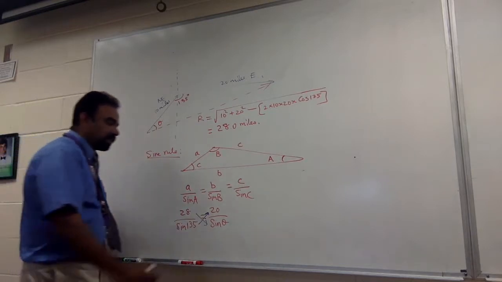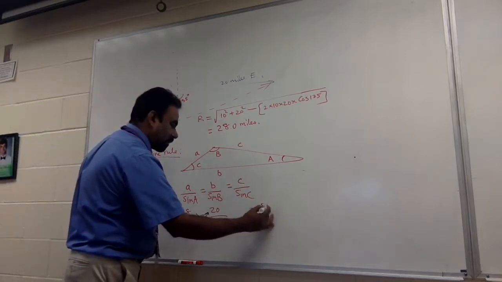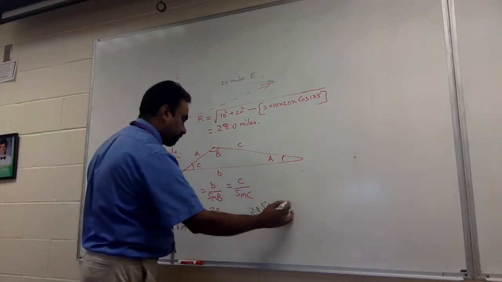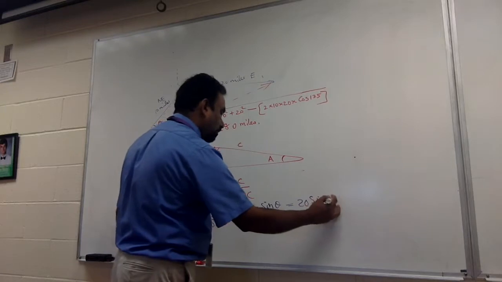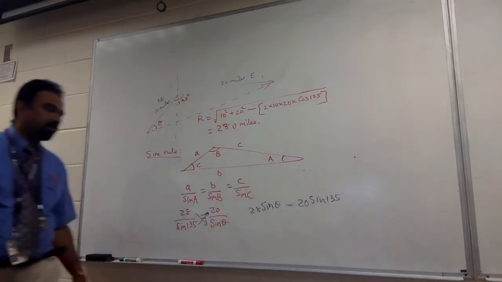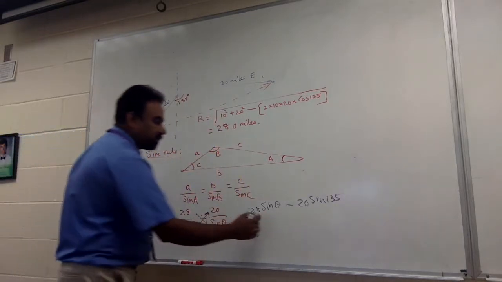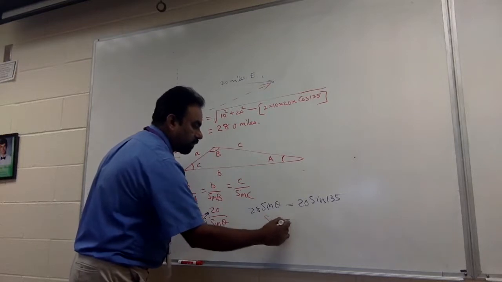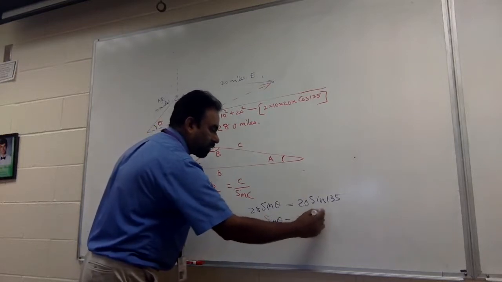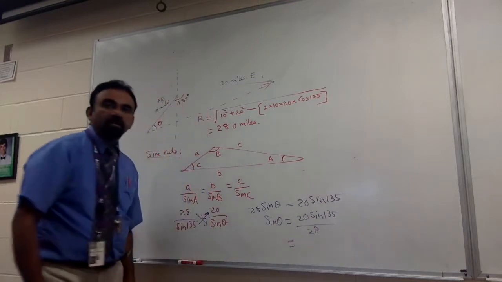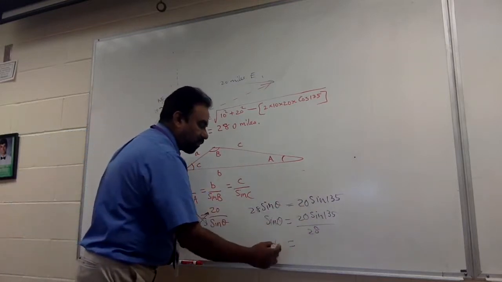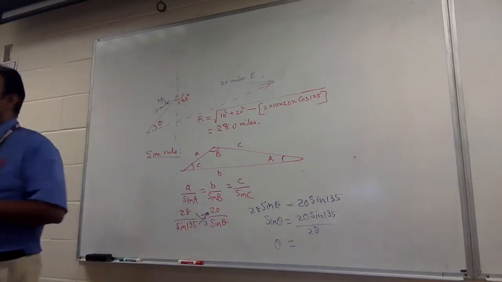When you cross multiply, you get 28 sine theta is equal to 20 sine 135. So sine theta is equal to 20 sine 135 divided by 28. And then you get something, and then what is the angle theta? Can you work backwards and find out the theta?